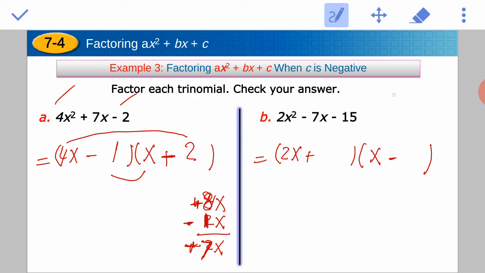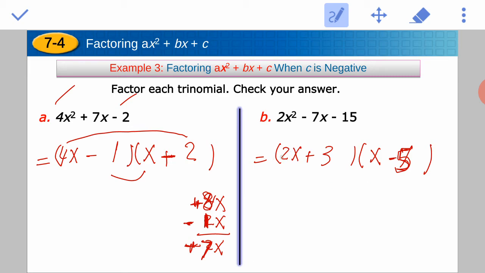Actually, there are two ways to factor the 15: 3 times 5 and 1 times 15. Let's try 3 times 5 at the beginning. Hopefully it works with us. 3 times 5. So now let's try that.